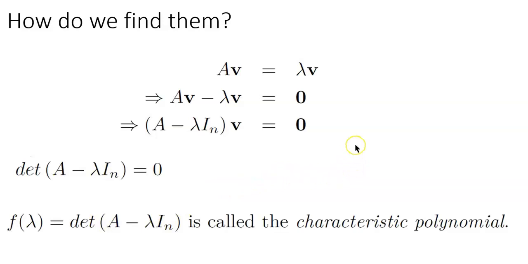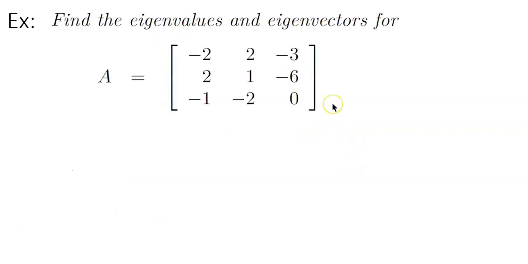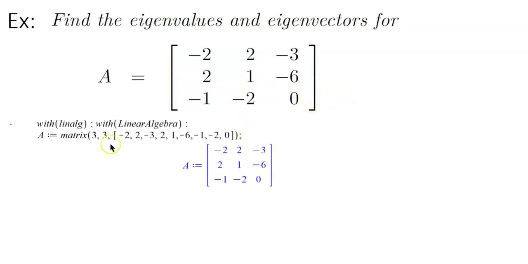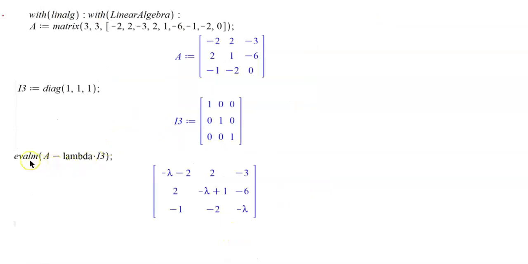Okay, let's look at an example. Let's say I have this matrix. We're going to look for the eigenvalues and the eigenvectors. So using Maple, I will set up the matrix, let A equal all that, type it all in. I need a 3 by 3 identity matrix. The easiest way to do that is to use diag(1, 1, 1), because there are only ones down the diagonal. So I need to look at A minus lambda I3, so I have evalm A minus lambda I3. Notice we have negative lambdas down the diagonal.